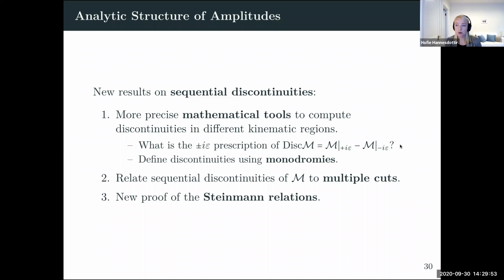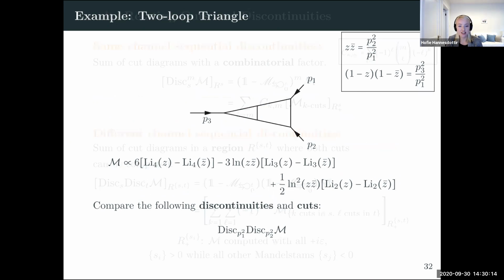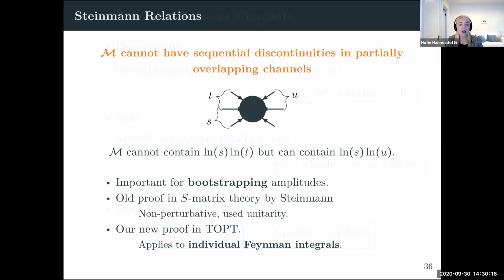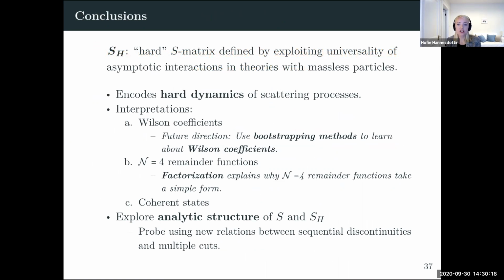And we also had a new proof of the Steinmann relations, which I mentioned a few times in this talk, and are basically constraints on amplitudes that forbid sequential discontinuities in overlapping momentum channels. So let me skip, if any of you are interested in this, I'm more than happy to discuss it more, but let me skip through these slides since we're out of time and go to my conclusions.